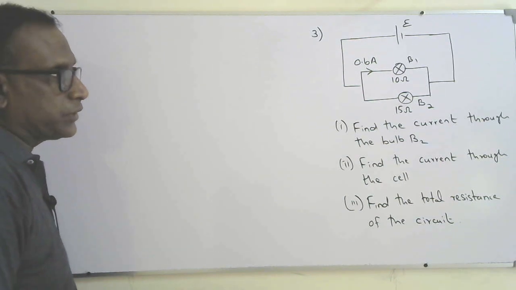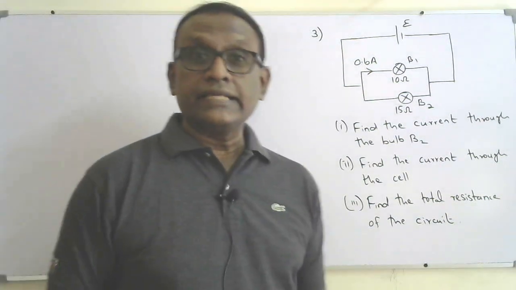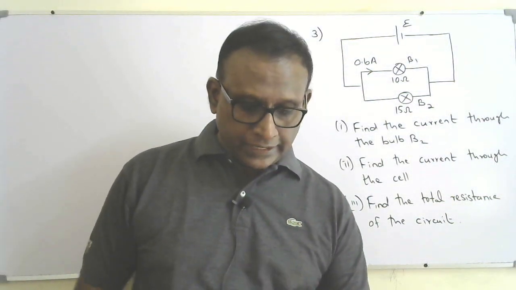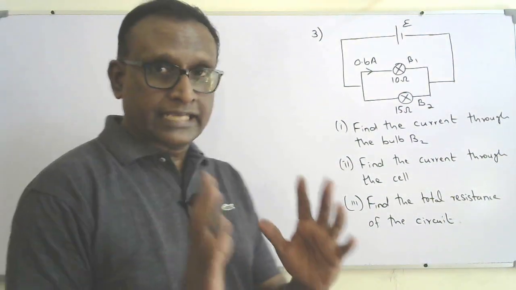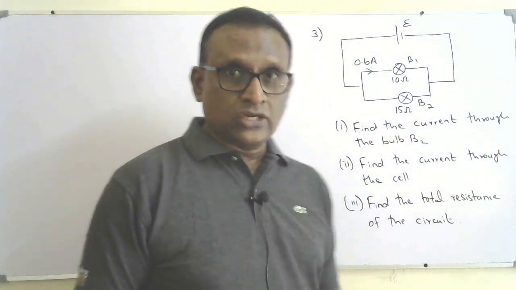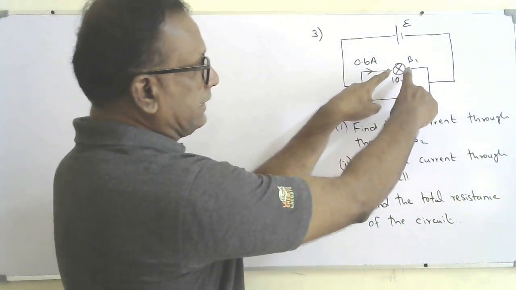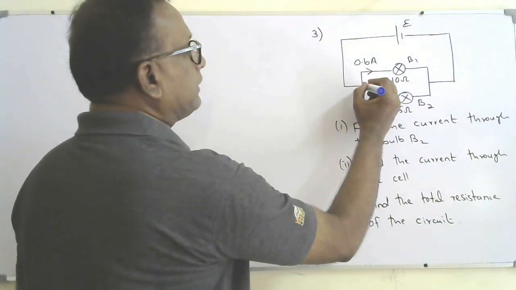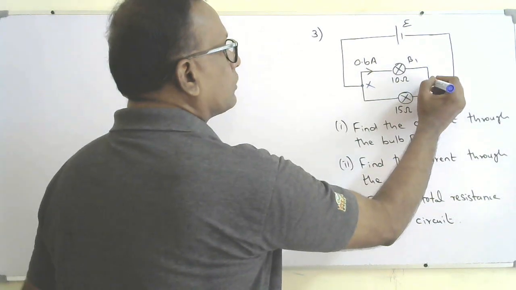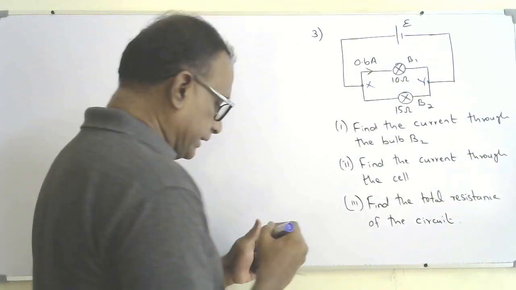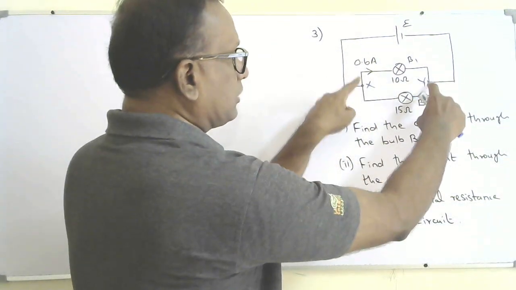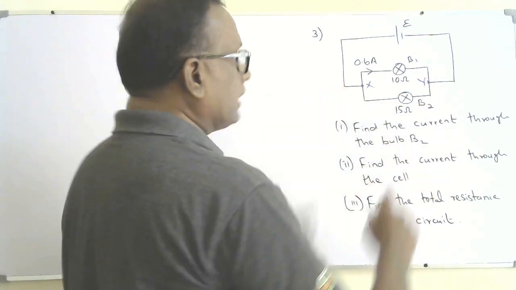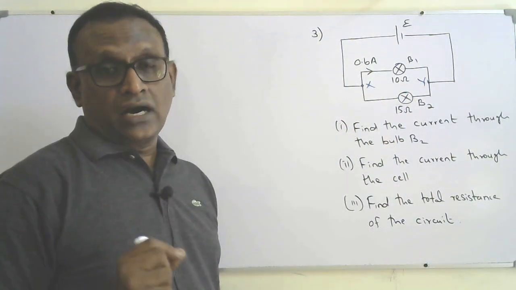Okay, so this is the third question. There are two bulbs. They are connected in parallel. How do I know they are connected in parallel? You can see, I explained that in fourth lesson also. You can see that they are directly connected across two junctions. I can name them X and Y. So the bulb V1 and V2 are directly connected across the two junctions X and Y. So they are in parallel.